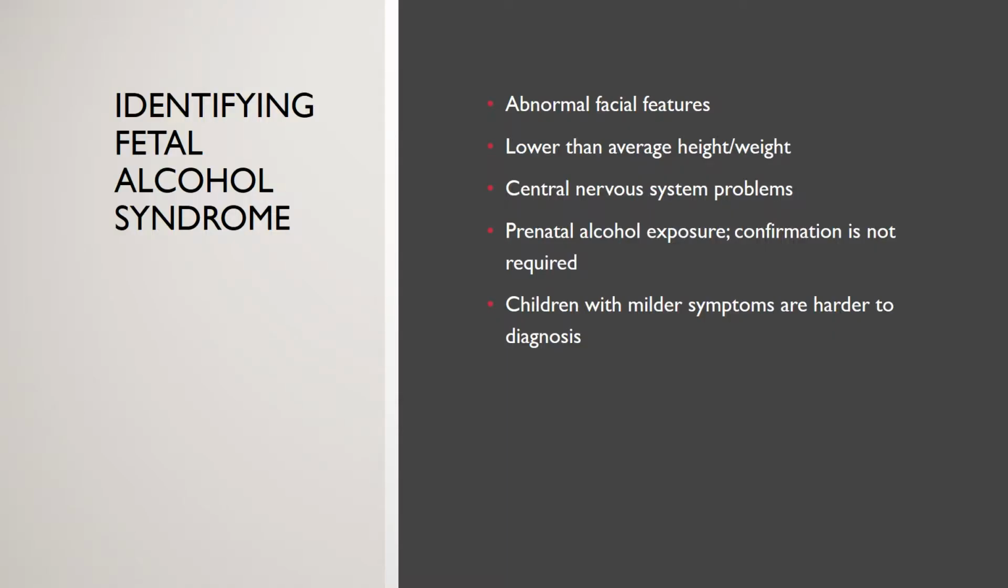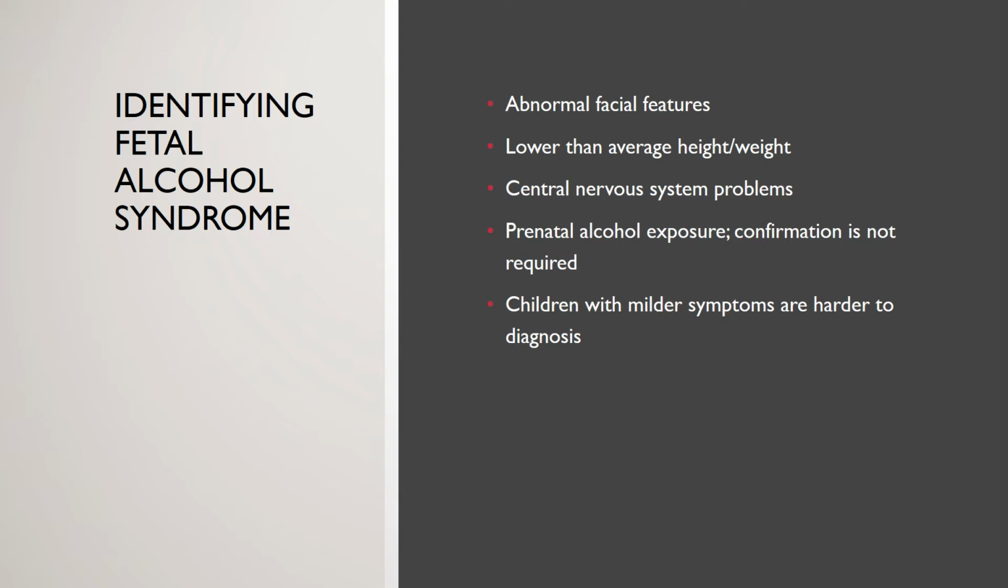So, how does a doctor diagnose fetal alcohol syndrome? The doctor has to look for certain symptoms. Some of those symptoms would be abnormal facial features like a smooth ridge between the child's nose and upper lip, lower than average height and weight or both, and central nervous system problems such as being born with a small head size, problems with attention and hyperactivity, and poor coordination. Knowing that the baby was exposed to alcohol during pregnancy is also a way to diagnose, but it is not required to confirm the diagnosis.